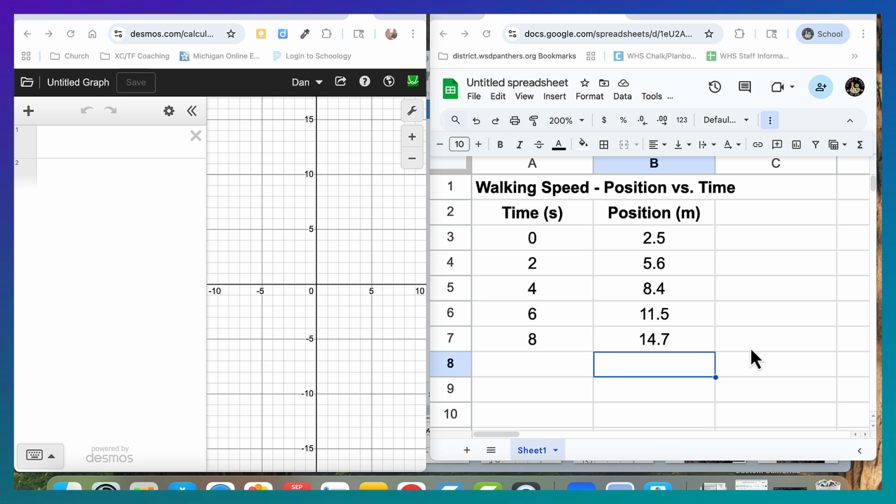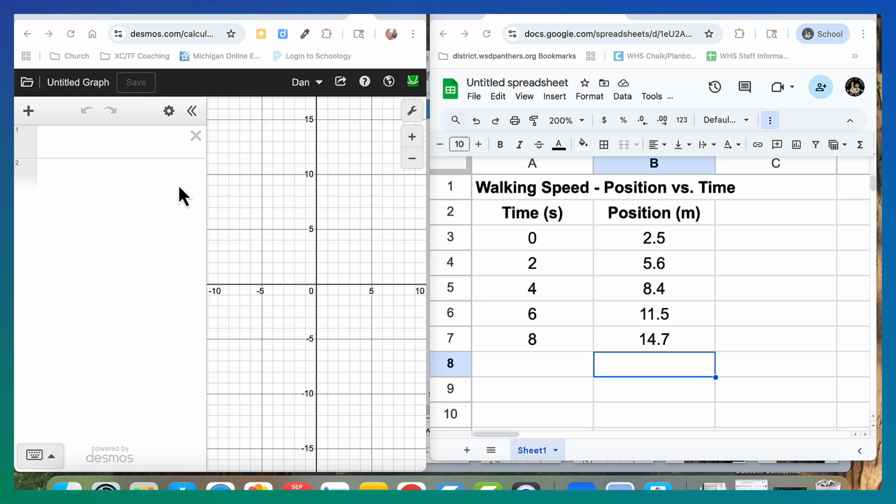So here's what we're going to do. Let's pretend that we are doing an experiment where we are testing someone's walking speed, and we're going to make a position versus time graph out of that. So what we have here is every 2 seconds, we're measuring the position of somebody away from a certain point. Okay, and I've got this table here. What I want to do is put that into Desmos and have Desmos do the heavy lifting for me to make the y equals mx plus b, and then we want to make sure that we make some sense out of that.